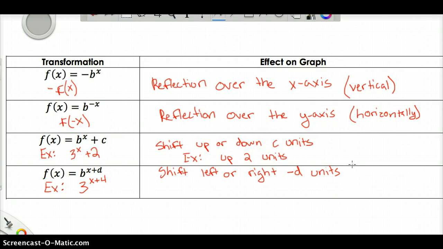The reason I wrote the negative there is because recall that when we add a number to the x inside the function, it moves in the opposite direction. And so for this example, if I have 3 to the x plus 4, that plus 4 is actually going to move my entire function to the left. That's in a negative direction, to the left 4 units. So we're going to do an example with this in a bit, but for now make sure you have all of this written down. And again, you can pause the video here if necessary.